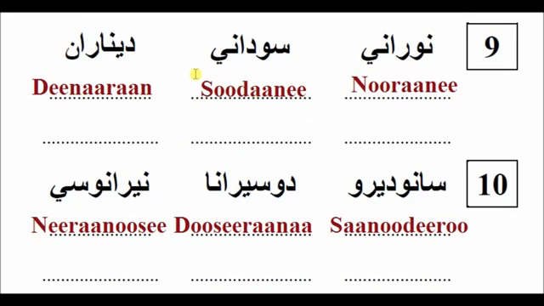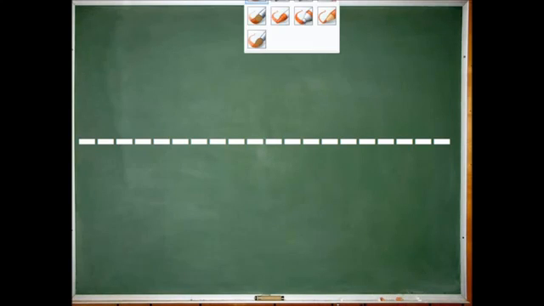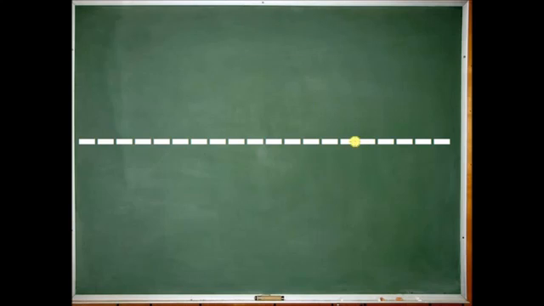Third word of the ninth row. Dinaran. Dinaran. Written. Go ahead and write it. Daal.